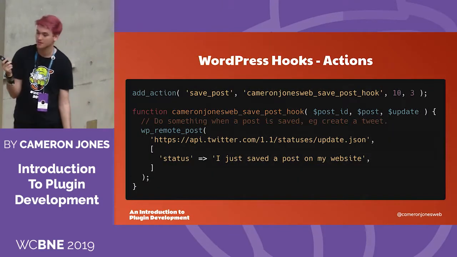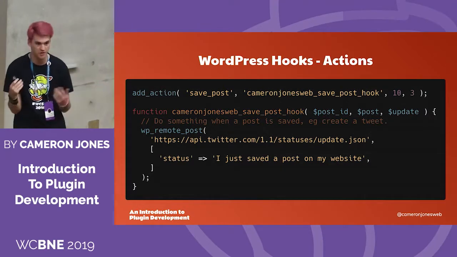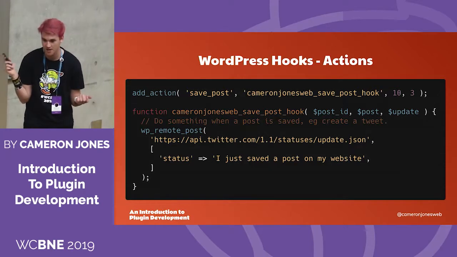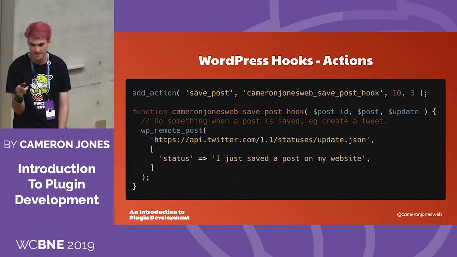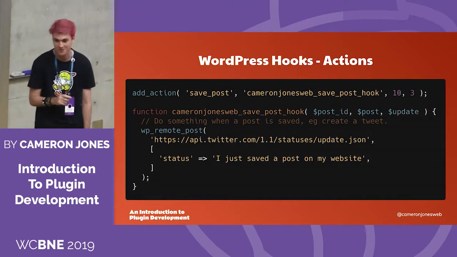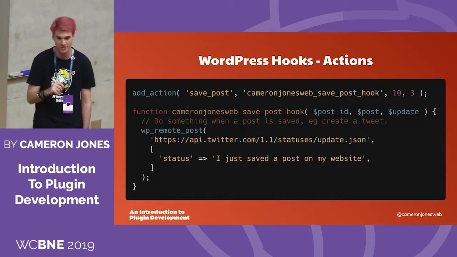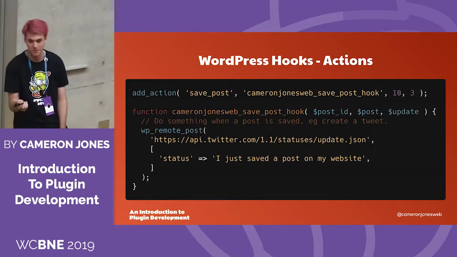So for example, an action. So there's the save post action. So when you hit save on your post, this code will run. And for example, this would create a tweet, which would say, I just saved a post on my website. I don't recommend you do that, because that will also run like every time it auto saves and stuff like that. So yeah, don't recommend, but that's a simple example.